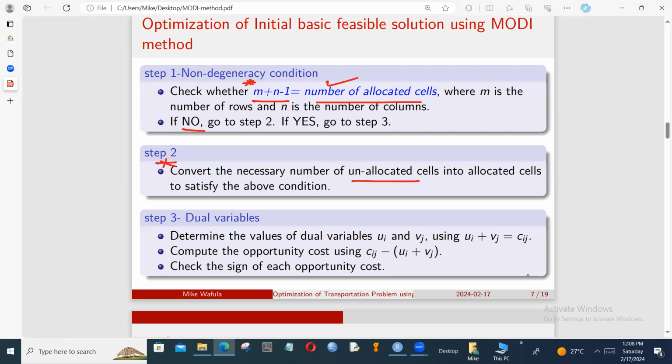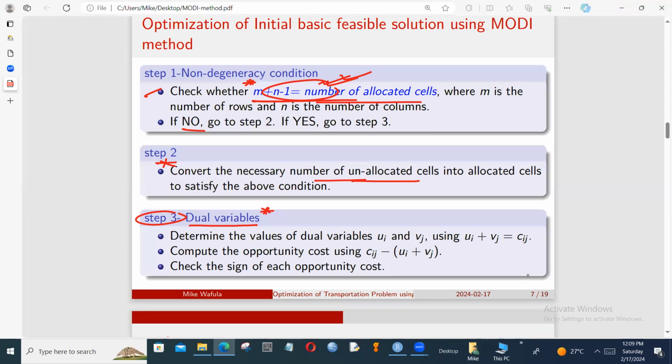So we now look at the second step, converting, that is, the necessary adjustments, if condition 1, that's step 1, doesn't hold. But as I've said, in most of our problems this condition will hold. And so if this condition holds, you'll go straight to step 3. From step 1, after checking this, you come to step 3, where you determine what you call dual variables. These are variables basically denoted by UIs and VJs.